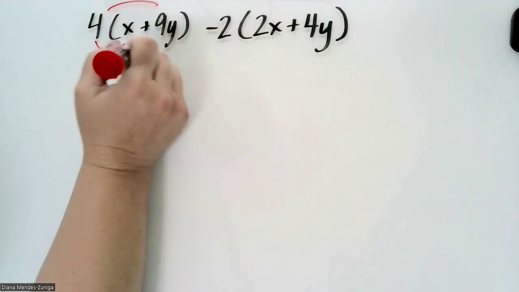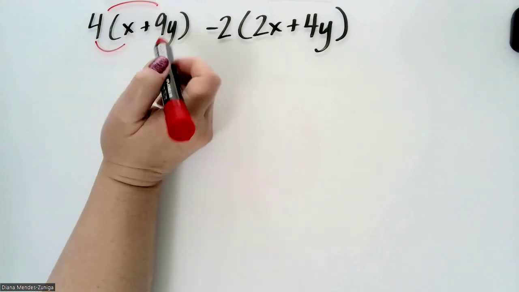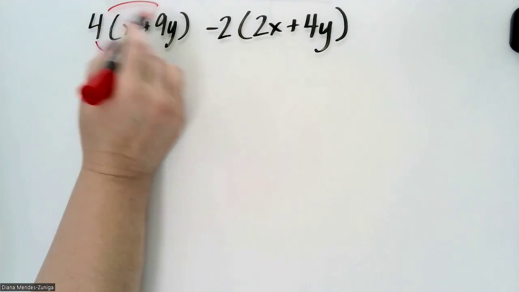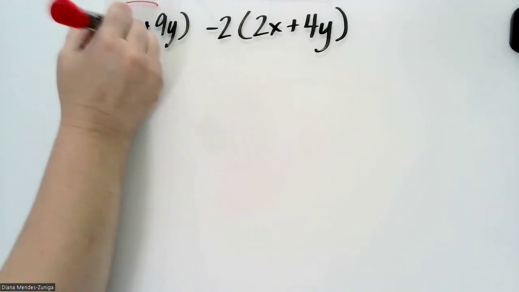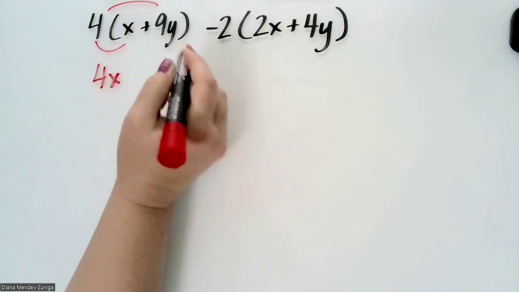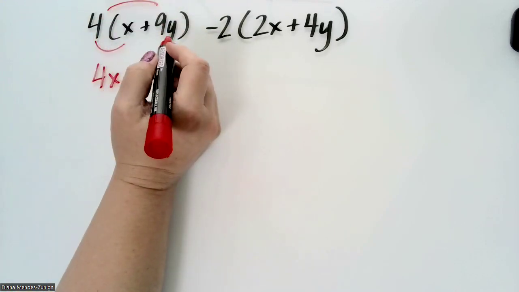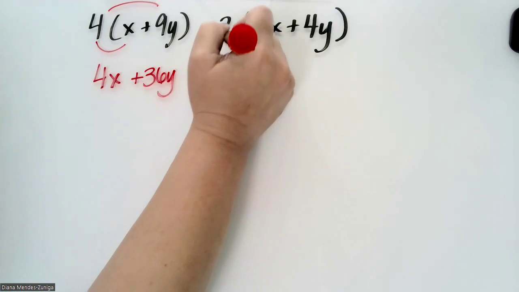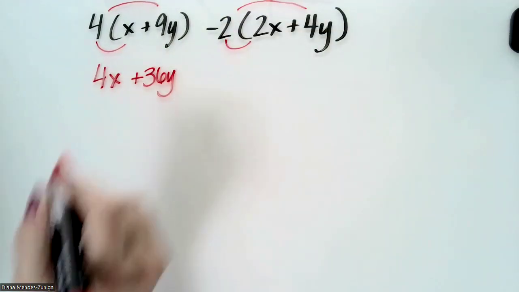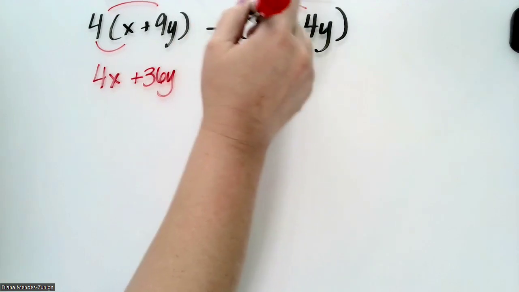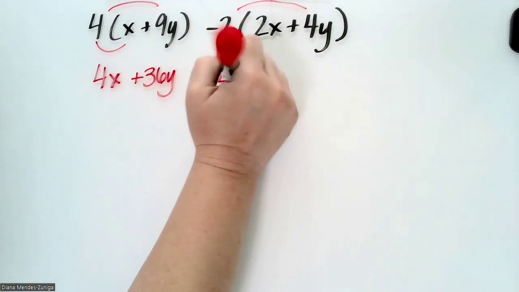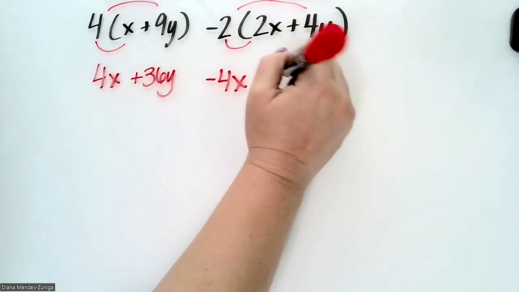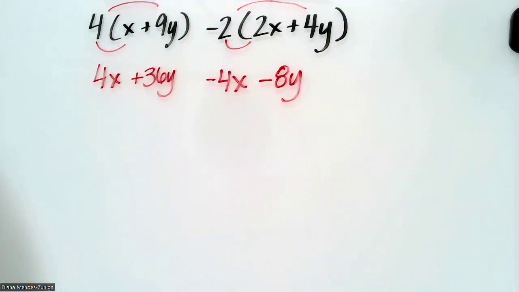And just as a quick review, when we distribute, we take everything on the outside and we multiply it to everything on the inside. So your number on the outside would be multiplied towards each of these on the inside. So 4 times x would be 4x. And then our next one would be 4 times 9y, and that would give us 36y. Now we're just going to do the same thing to our next one. A negative 2 times 2x is going to give us a negative 4x. And then our negative 2 times a positive 4y would give us a negative 8y.